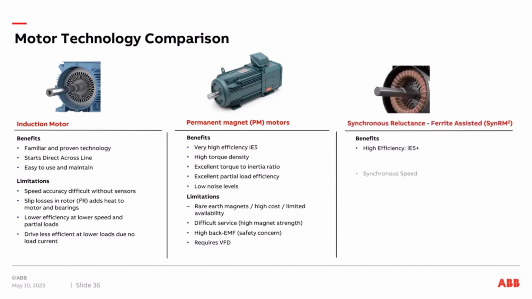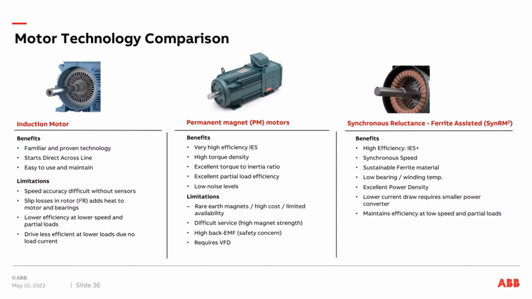A synchronous reluctance motor, a ferrite-assisted one, has high efficiencies, IE5 or much better than a permanent magnet motor. It has a synchronous speed, which means there's no slip. So if it's going at 1800 RPM, it's 1800 RPM. Its sustainable ferrite material is low cost, and we can get it pretty much anywhere in the world.